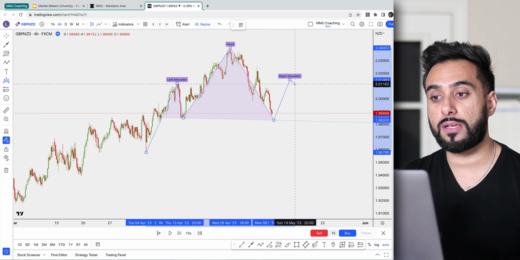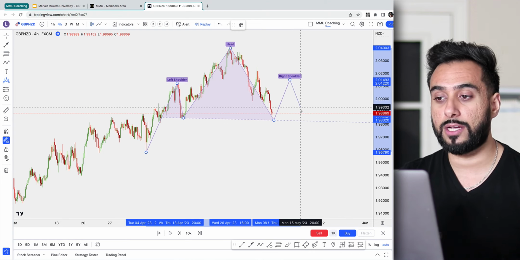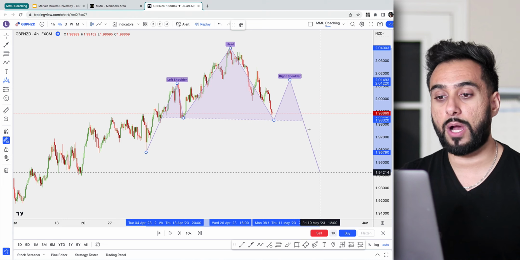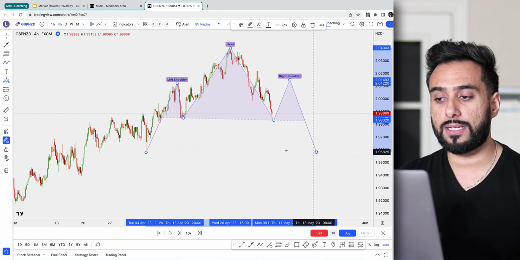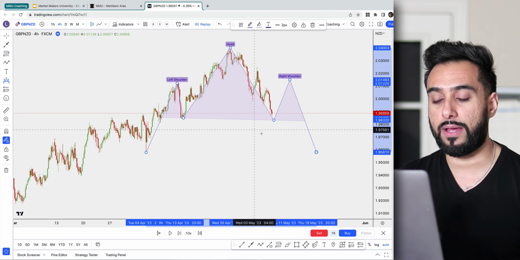And then to finish and complete the head and shoulders pattern, we just kind of drag this down, and you can extend this to however far that you want. I just usually like to extend it to where the head and shoulders pattern began.